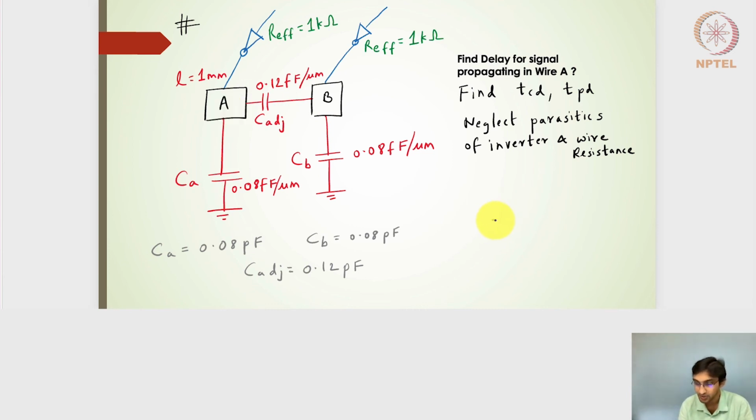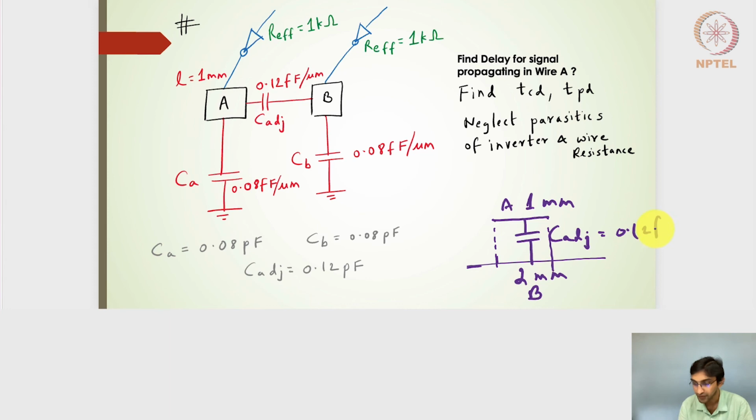So in that sense, suppose A is this wire, which is 1 mm, and let's say B is 2 mm. So this is the wire B. The capacitance will be with respect to this overlapping region, and this particular capacitance C adjacent will be nothing but 0.12 femtofarads per micron multiplied by the 1 mm which is overlapping, right? Whatever length is overlapping between the two wires A and B will be used for calculating the C adjacent capacitance.